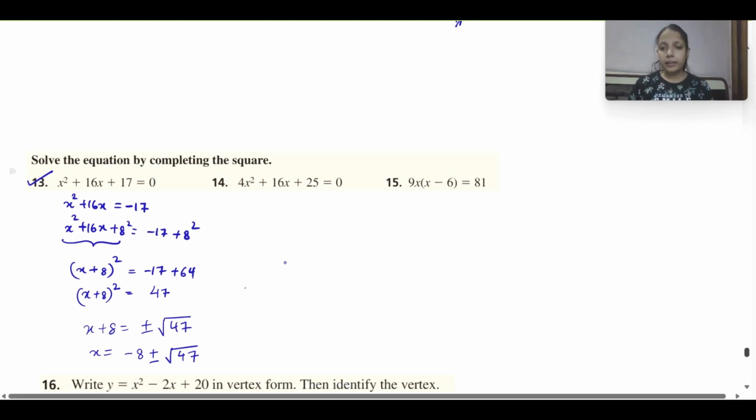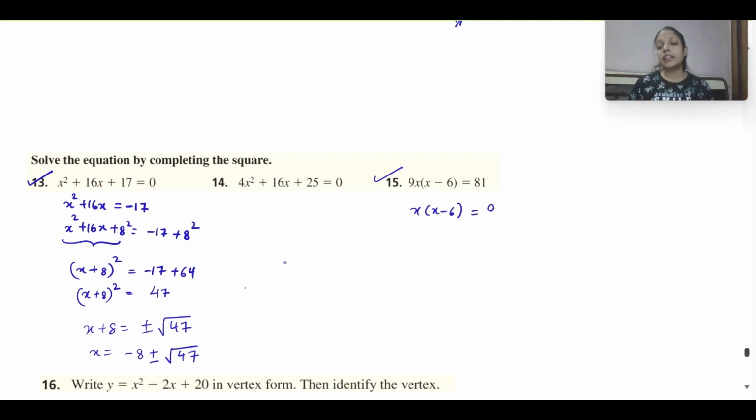Next I can try this one. In this question, it will be easy if I divide by 9 on both sides. x into x minus 6 equals 9 nines are 81, so 9 left. Open the square. x square minus 6x equals 9. Because we have to complete the square, same process: divide the coefficient of x by 2. 6 by 2 is 3. I have to add 3 square on the left side. I will add 3 square on the right side.